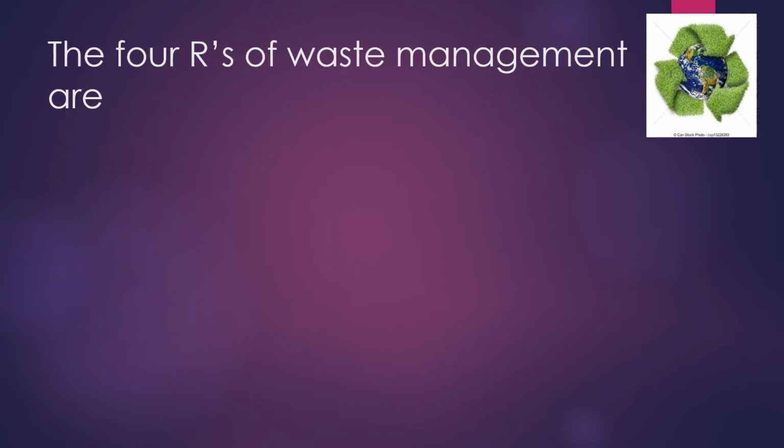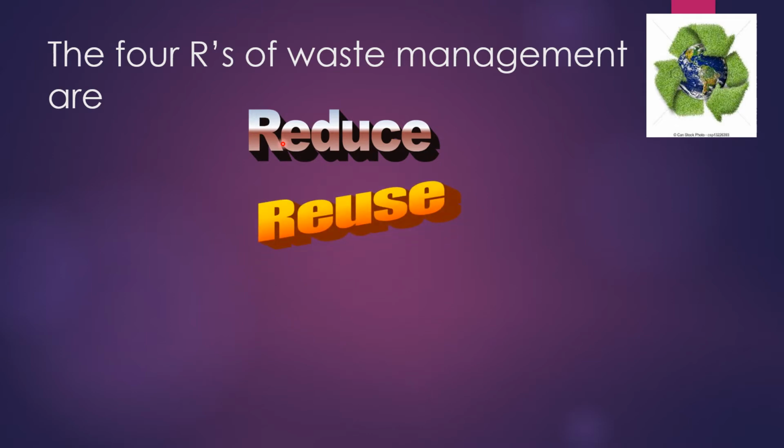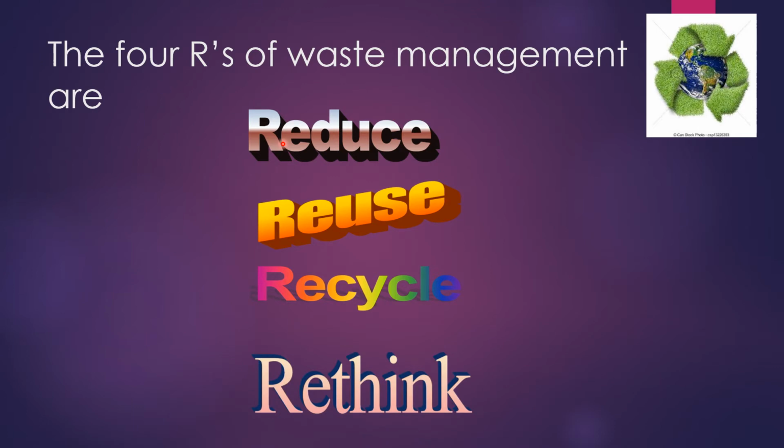Children, before following the 4 R's of waste management, we should know them, right? The first one is reduce. Reduce is reducing the waste. Reuse means there are a few materials in the waste which can be reused again and again. So we have to reuse the waste. Recycle. There are a few materials from the waste which can be recycled. Rethink. Rethink means think about how much waste we are producing and what we can do to save our environment. Children, by following these 4 R's of waste management, we can save our environment for future generations.